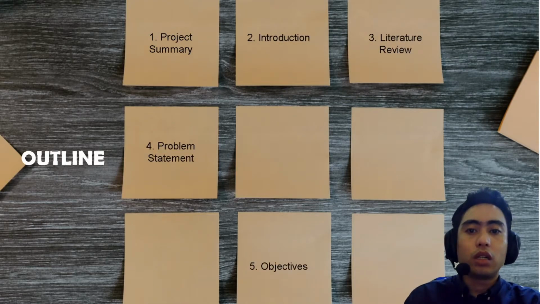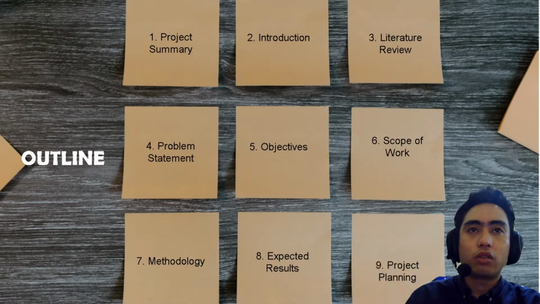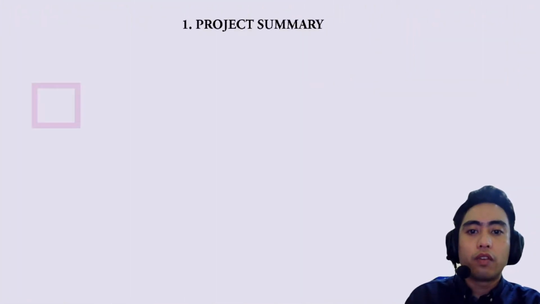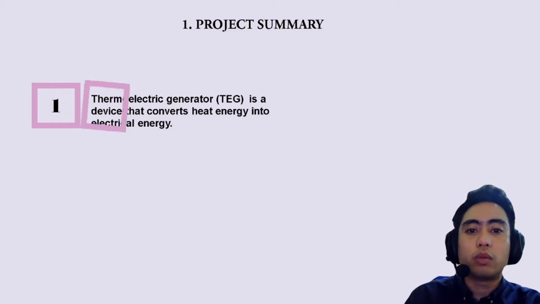Let's go through the outlines of this presentation. This presentation includes project summary, introduction, literature review, problem statement, objective, scope of work, methodology, expected results, and project planning. Firstly, let's look into the project summary.